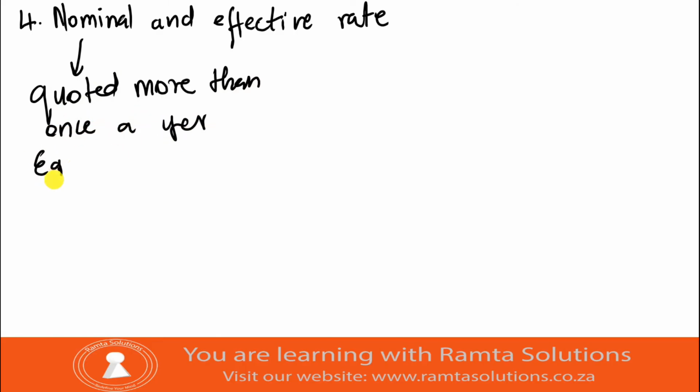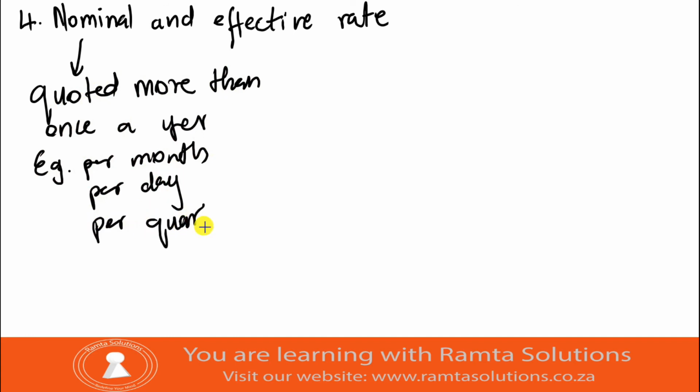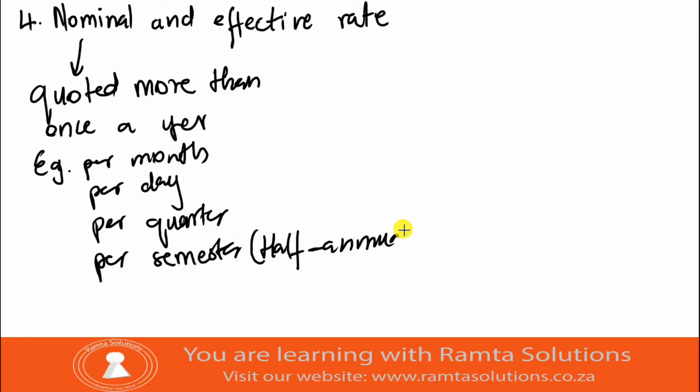Examples would be per month, per day, per quarter, per semester. Or they like saying half annually or semi-annually. Could be per week, and so on.